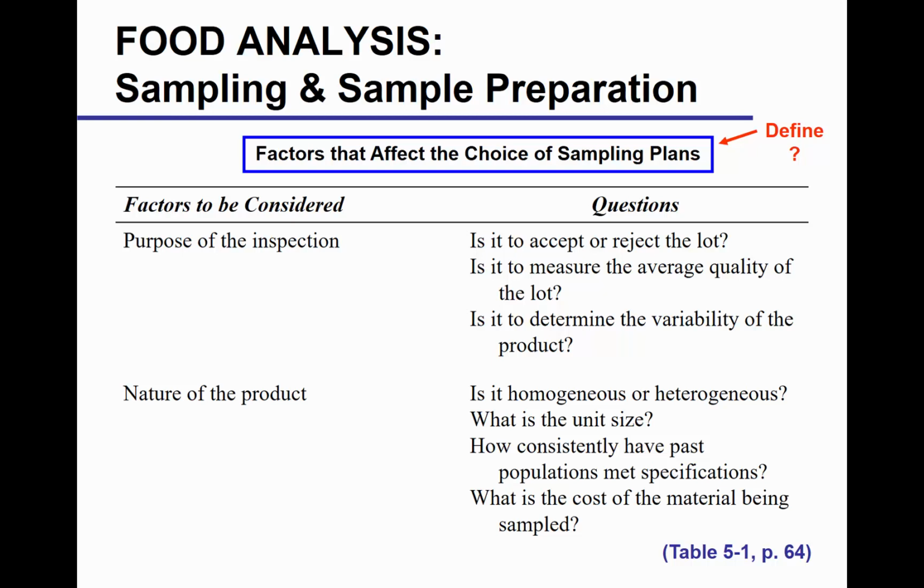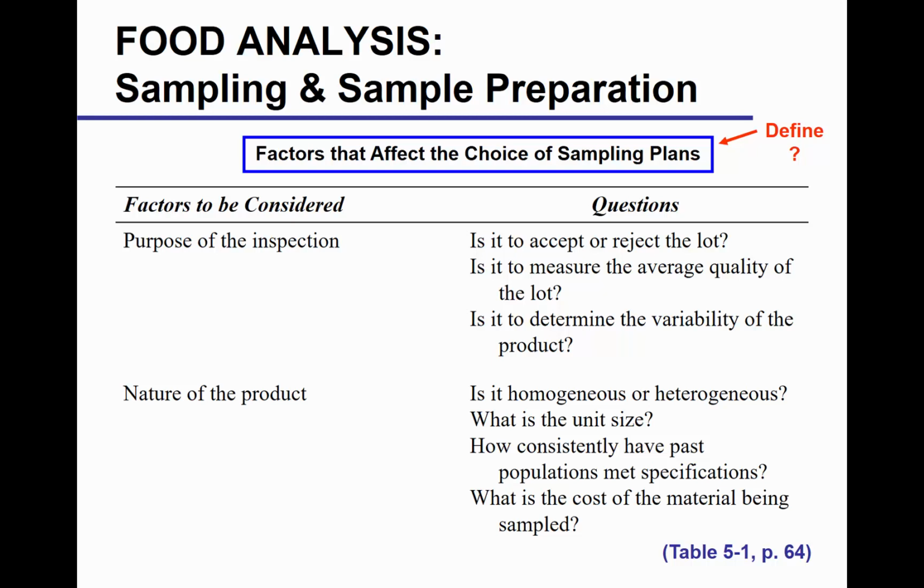We're looking at sensory acceptability, for example, or we're looking at composition, variability between production on different days. Are we getting the same composition? Are we getting the same consistency? Is that the purpose of our sampling plan? What is the nature of our product?